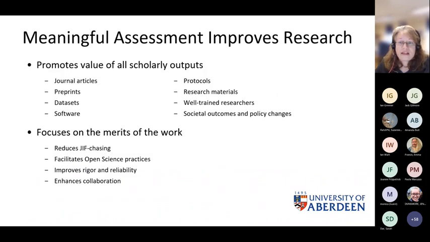As you'll see from the slide, there are a number of benefits associated with improving research assessment. So you've got effective and meaningful assessment that will promote all outputs, while focusing on the merits of the work, which will lead to a better and fairer environment. This is similar to the remit of REF, the Research Excellence Framework, where all types of outputs are equal and the use of journal impact factors is not allowed.